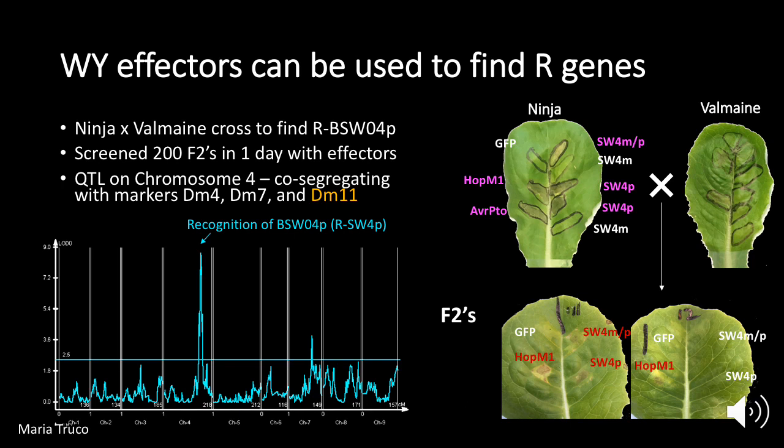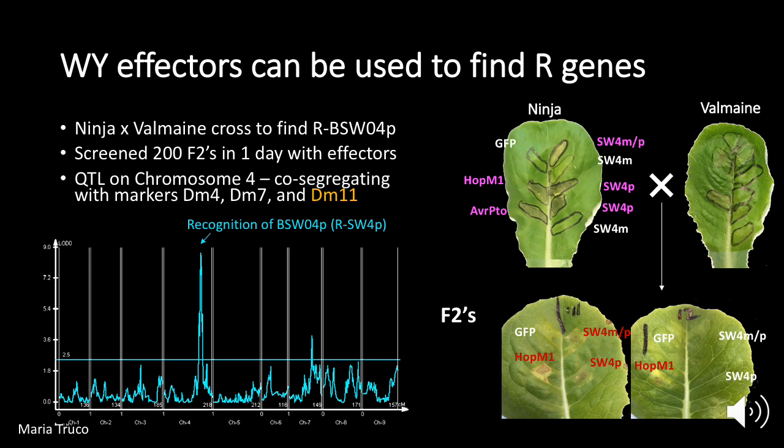Another line that we've done some genetic work on is called Ninja, and this lettuce line recognizes BSW04P, which is one of the paralogs mentioned in the previous slide, but it maps to a different location in the genome. We had an F2 population in the lab, so with a number of undergrads, I screened 200 F2s in one day, and Maria Trucco did the mapping and found a really strong peak on chromosome 4, and this is also co-segregating with DM4, DM7, and DM11, which were previously mapped in lettuce.